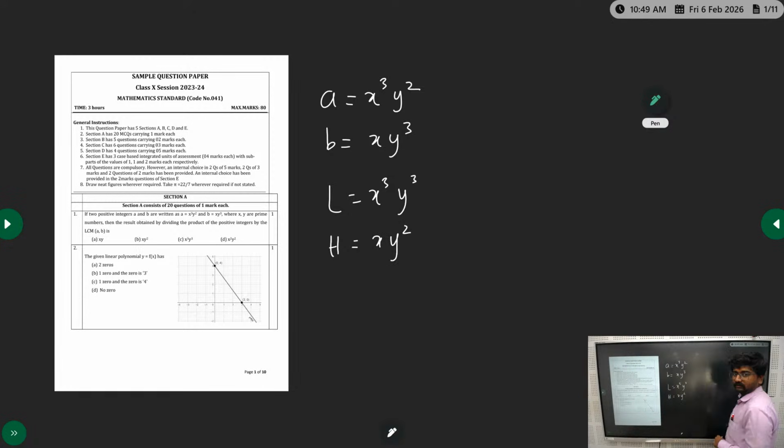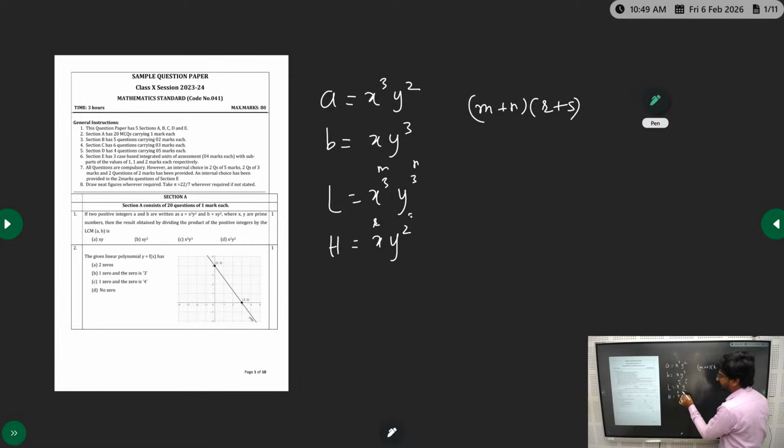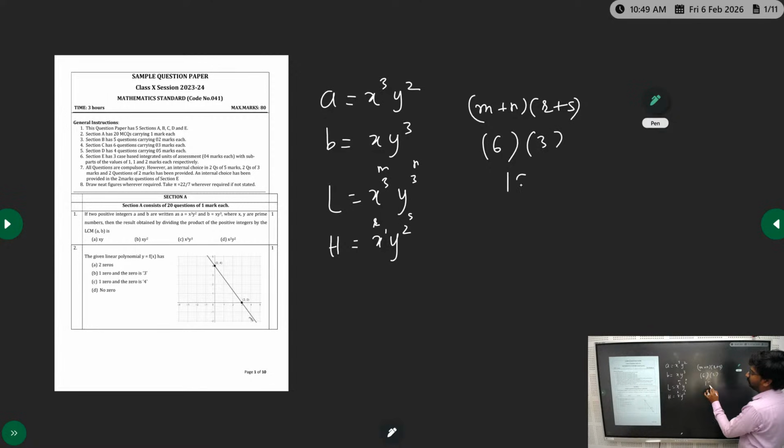x y square. Now in the same way, if I ask what is m plus n into r plus s, the last problem was the same, right? Take this as m, n, r, s. This is m, this is n, this is r, this is s. Nothing here means power 1. Now what is 3 plus 3? 6. 1 plus 2, 3. 6 and 3 are the values.